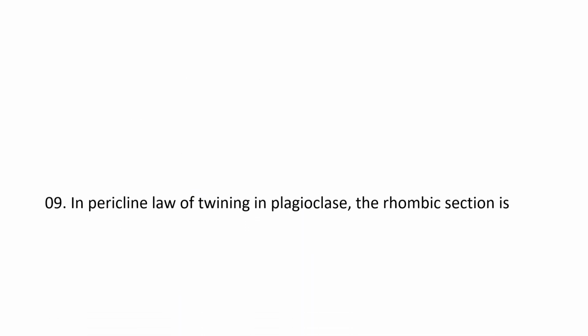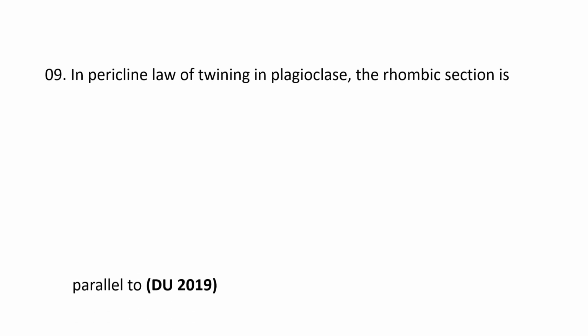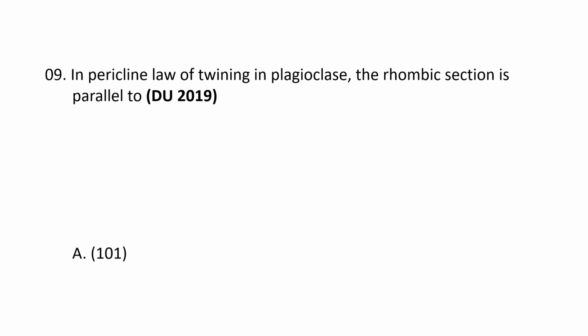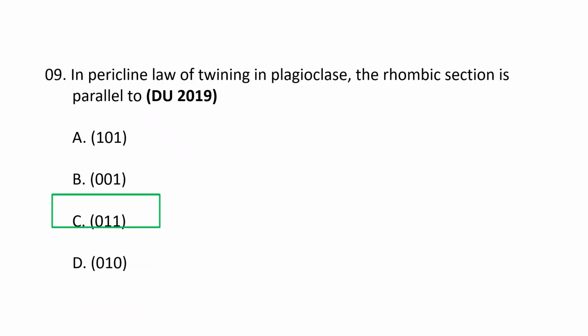Next question. In pericline law of twinning in plagioclase, the rhombic section is parallel to A. 101 phase, B. 001, C. 011, and D. 010. In pericline law of twinning in plagioclase, the rhombic section is parallel to 101. A is the correct option.